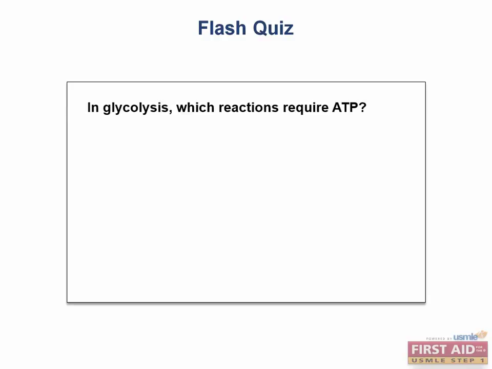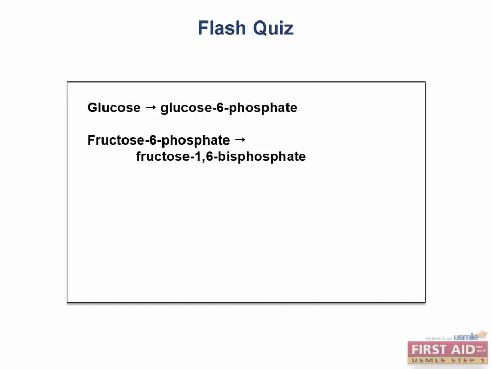Okay, flash quiz time. In glycolysis, which reactions require ATP? I'll give you a little bit. There are 2 steps in glycolysis that require an investment of ATP: converting glucose to glucose 6-phosphate and fructose 6-phosphate to fructose 1,6-bisphosphate. It's like investing on Wall Street. You need to initially invest some money, or 2 ATP, before you get any return on your investment, or 4 ATP, and some NADH and hydrogen ion.